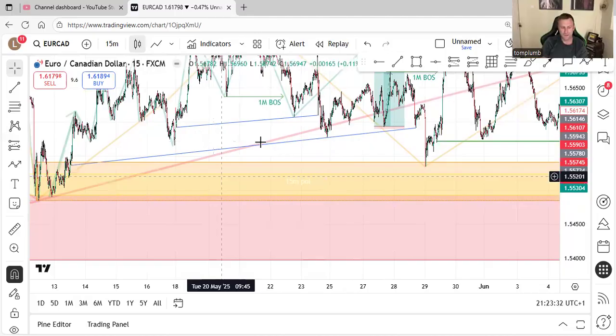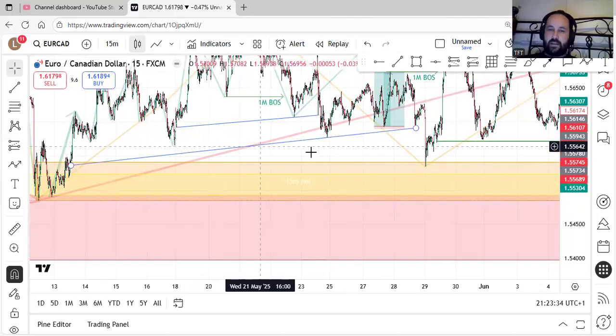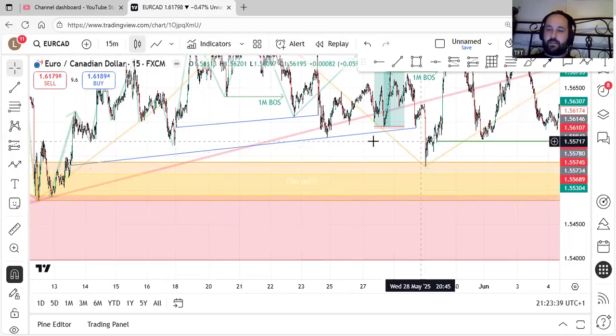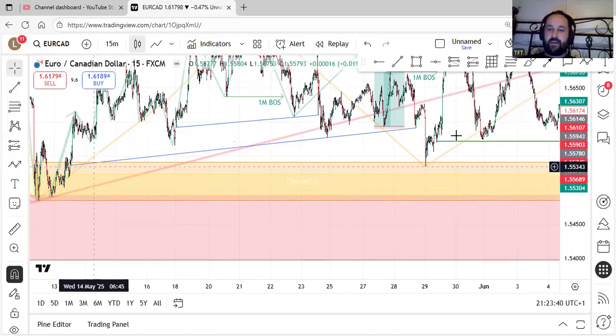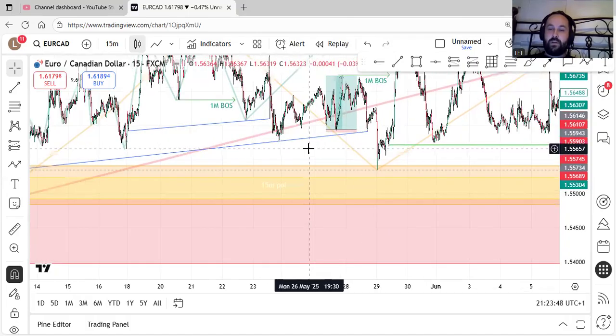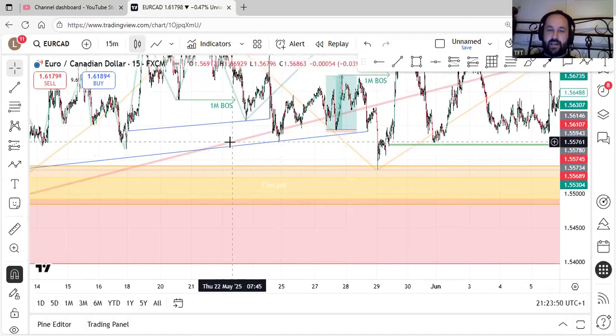Also for me, it takes away the guesswork. If that's three bang-on touches, I'm not going, is it in it? I'm going, it definitely is, because it's three perfect touches. So it takes a lot of the guesswork out for me as well.